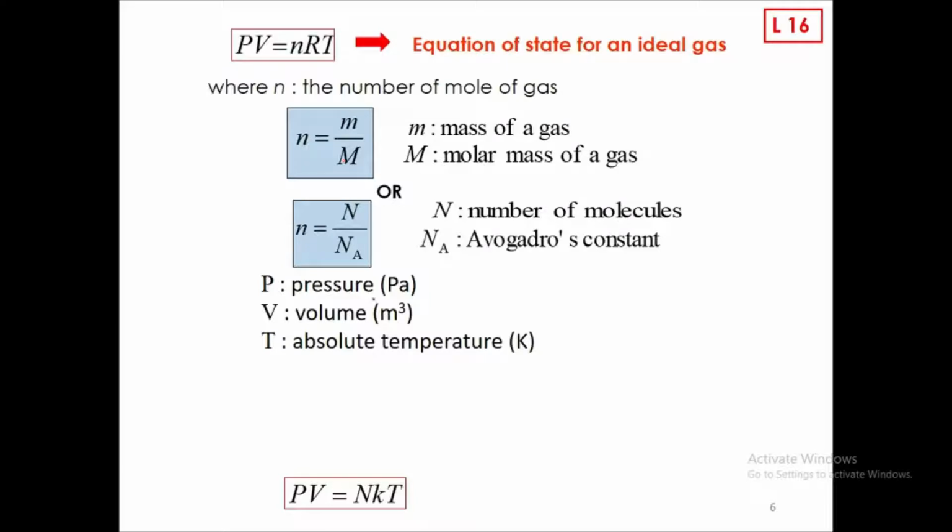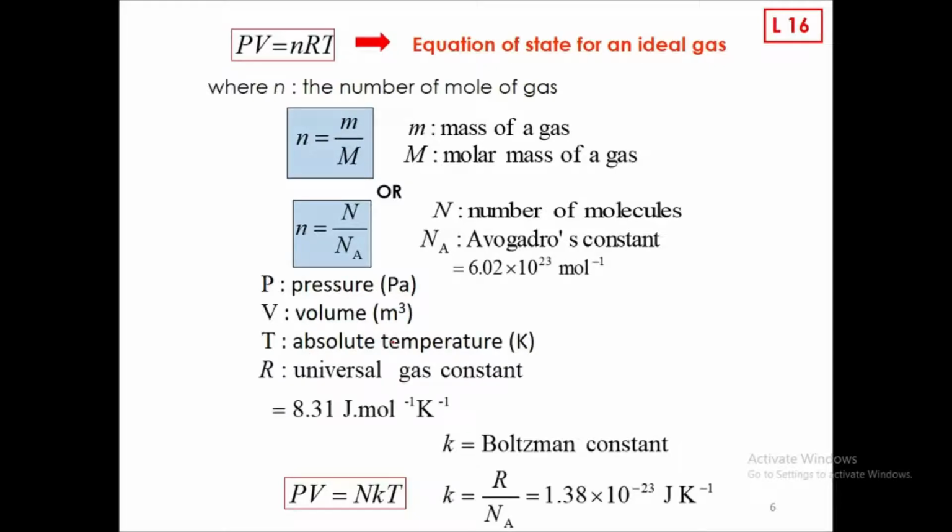So pressure is in units of Pascal, V is volume in units of meter cubed, and T is absolute temperature in units of Kelvin. R is the universal gas constant, which is 8.31, and the Boltzmann constant is k equal to R over the Avogadro number. So k is the constant value 1.38 times 10⁻²³ joule per Kelvin. So we can use both formulas, PV equal to nRT or PV equal to NkT.